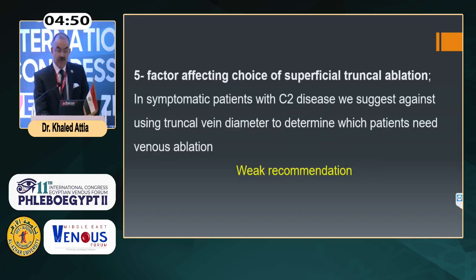Factors affecting choice of superficial truncal ablation. In symptomatic patients with CEAP class 2 disease, we suggest against using truncal vein diameter to determine which patients need venous ablation. This is a weak recommendation.